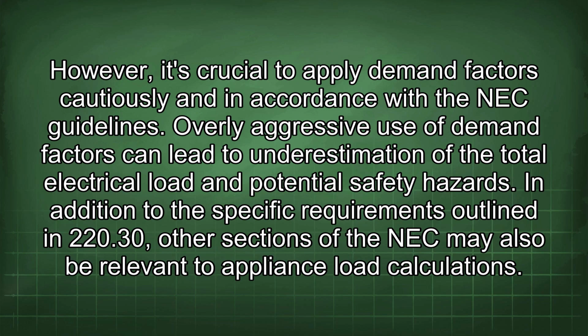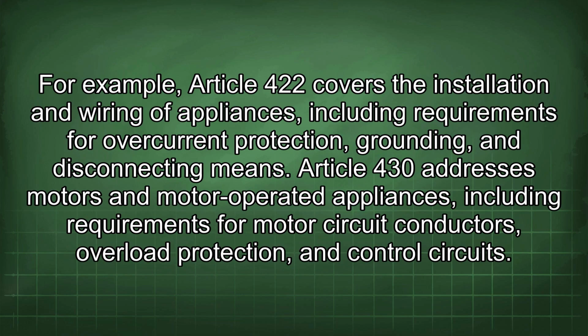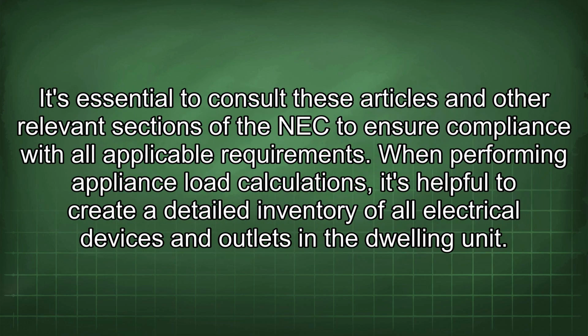In addition to the specific requirements outlined in 220.30, other sections of the NEC may also be relevant to appliance load calculations. For example, Article 422 covers the installation and wiring of appliances, including requirements for overcurrent protection, grounding, and disconnecting means. Article 430 addresses motors and motor-operated appliances, including requirements for motor circuit conductors, overload protection, and control circuits. It's essential to consult these articles and other relevant sections of the NEC to ensure compliance with all applicable requirements.